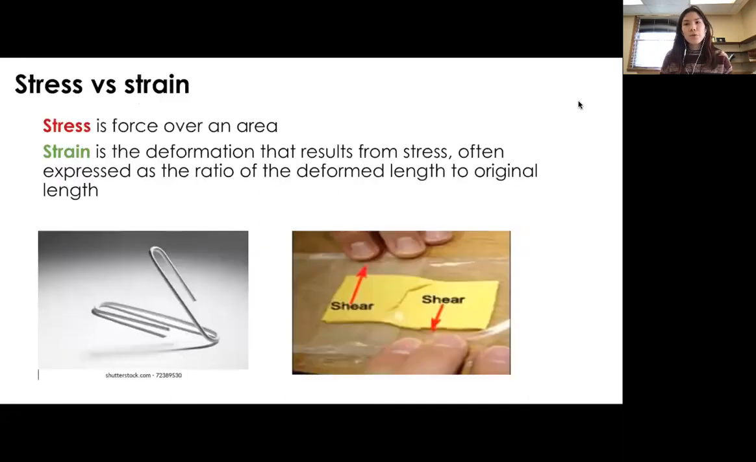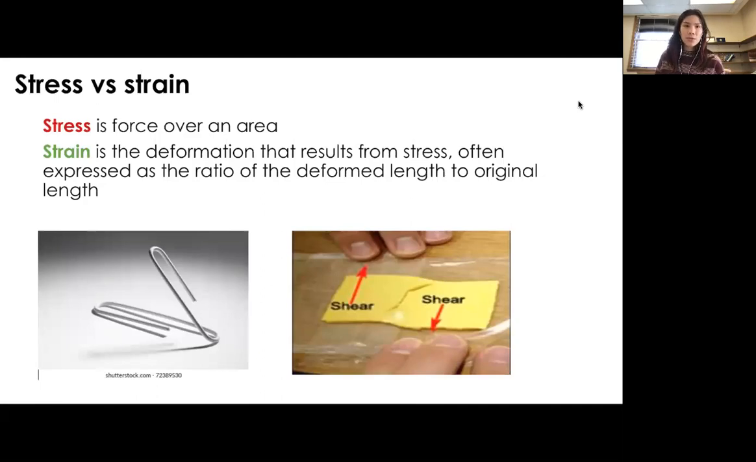All right, so before we get started today, this is really going to be a lecture that is focused on stress and strain. Stress, is important to remember, is the force that is applied to an object. So it is technically the force over area, whereas strain is the deformation that results from that stress. We can actually mathematically express strain often as the ratio of the deformed length to the original length.